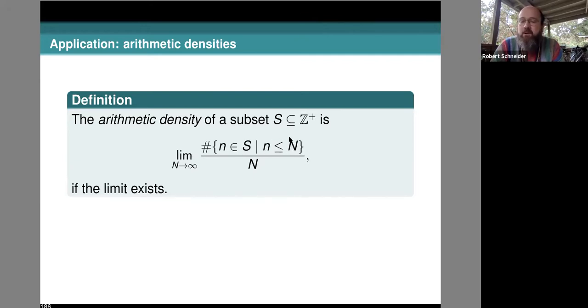1, 1, 1, 1. That's how you get the count of them. And what if you have the same number of elements in the set, but they're shuffled differently? They have different spacings between them and stuff. This also doesn't catch that.